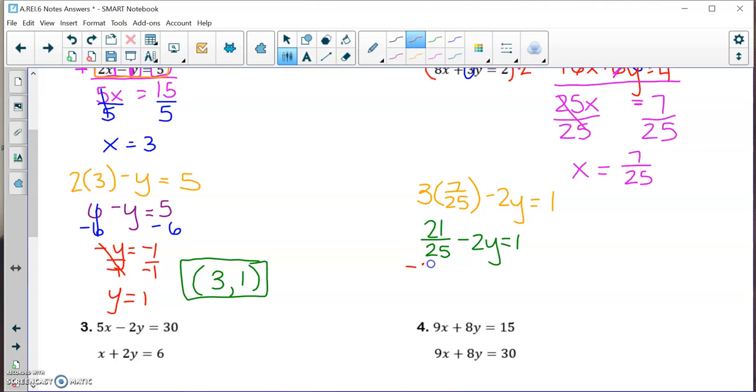I'm going to subtract 21/25 from both sides. And I wind up with a -2y is equal to, and a 1 minus a 21/25 is the same thing as a 25/25 minus a 21/25. So I wind up with a 4/25. And then I'm not going to be dividing by -2, because I should never divide a fraction by something. So instead I'm going to multiply that by the reciprocal of -2, which is a -1/2.